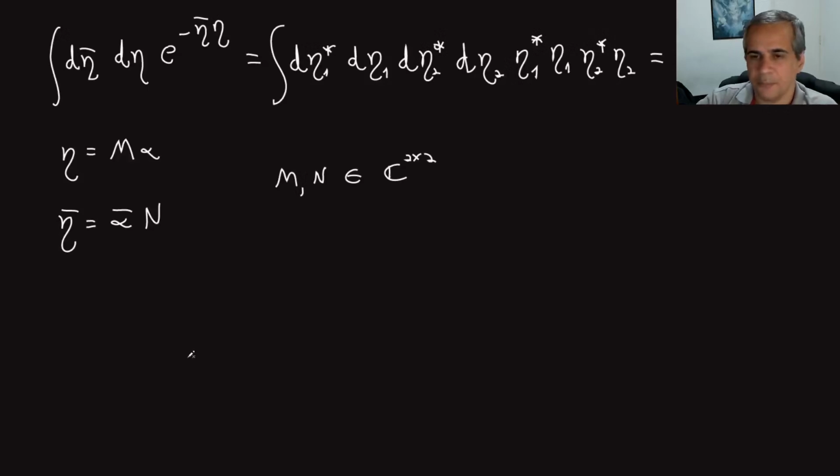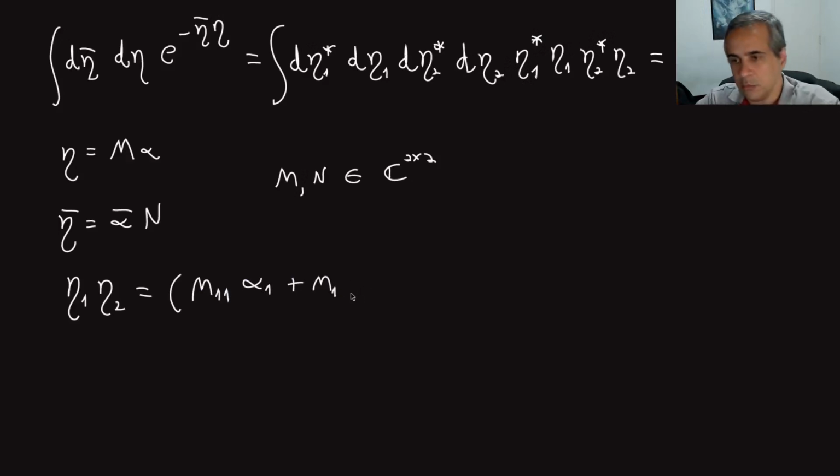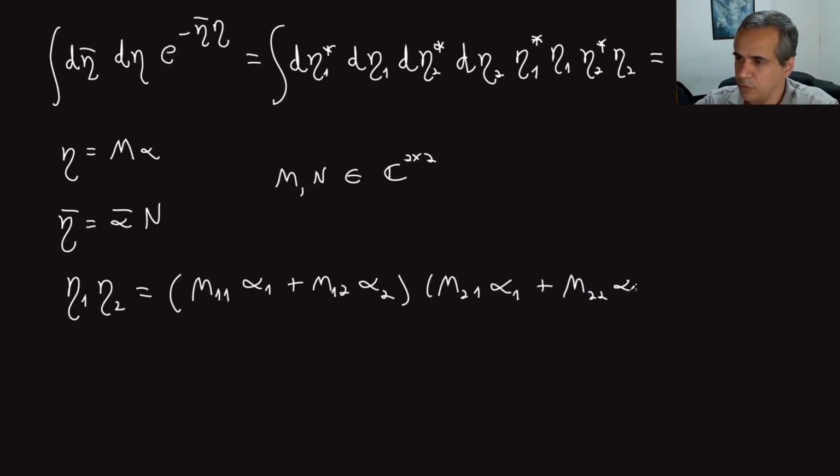Say eta 1, eta 2 as m11 alpha 1, m12 alpha 2, right? This is the first component of eta in terms of alpha, right? Just multiplying that matrix there and taking the first line. And eta 2 is m21 alpha 1 plus m22 alpha 2. And then I have the product.